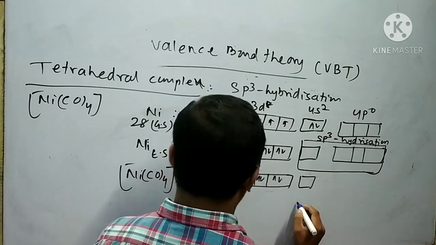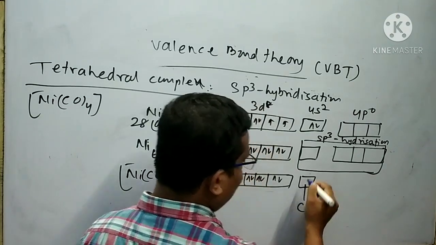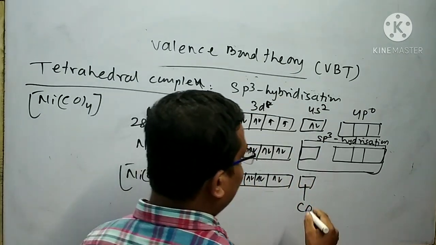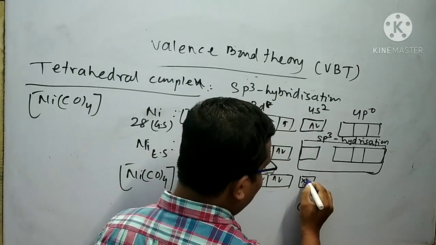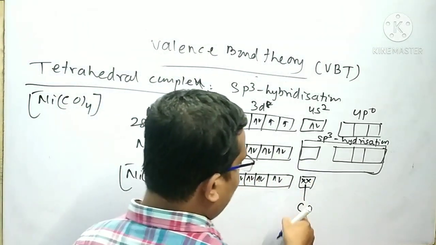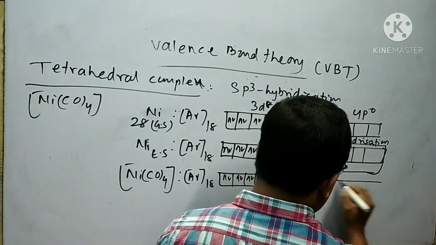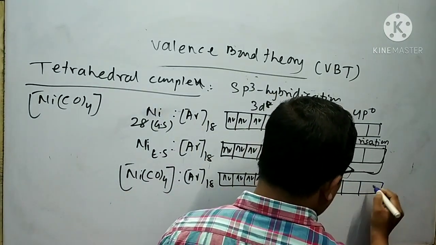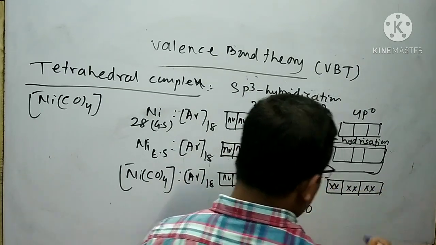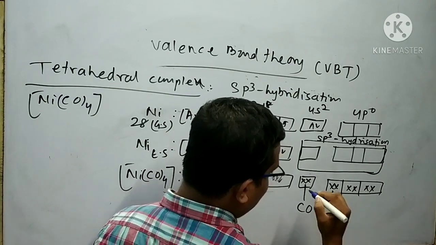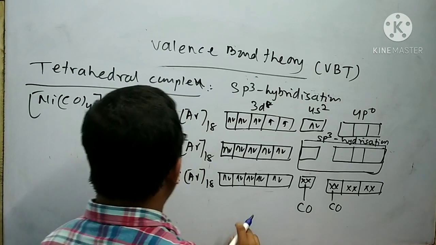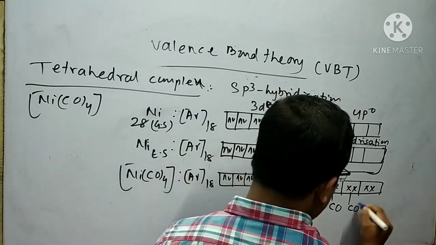Now I can overlap the ligand CO with the vacant hybrid sp3 orbital. Here I can write a cross that denotes 2 electrons of CO. I can write the other electrons like this, and also I can show the bond between CO and the hybrid orbital of the nickel like this.